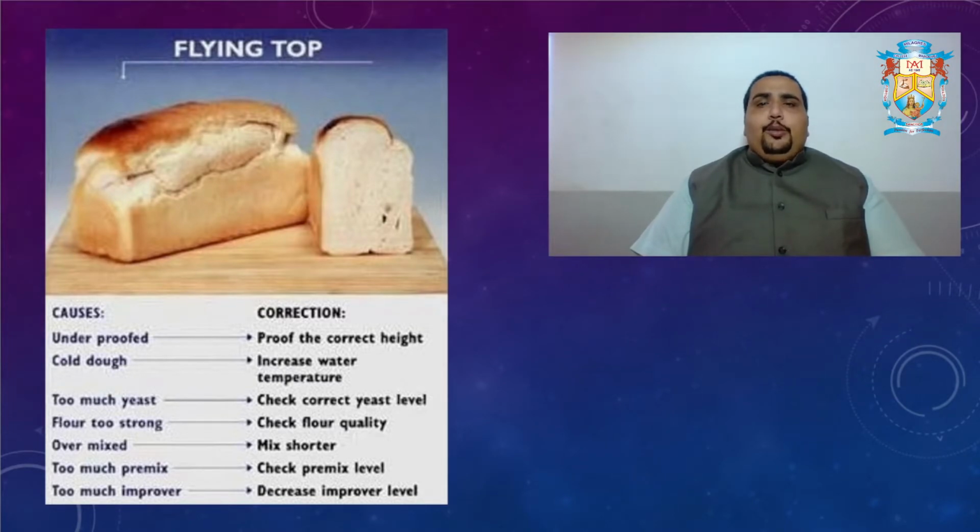Then over mixing. What do you mean by over mixing? Over mixing is when you mix the dough more than the required consistency. If the gluten is stretched and again you keep on mixing, the gluten starts getting weaker and there are chances that when baking the gluten breaks and the top comes off.